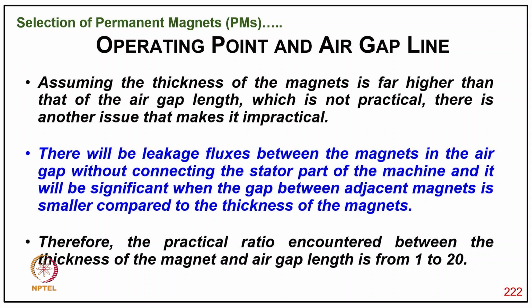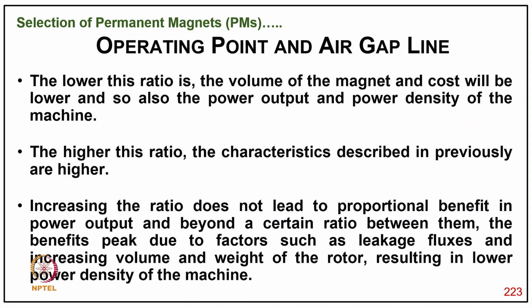Another issue that makes it impractical is that there will be leakage fluxes between the magnets in the air gap without linking the stator part of the machine, and it will be significant when the gap between adjacent magnets is small compared to the thickness of the magnet. Therefore, the practical ratio encountered between the thickness of magnets and the air gap length varies from 1 to 20. The lower this ratio, the lower the volume of magnets and cost, and so also the power output and power density of the machine.